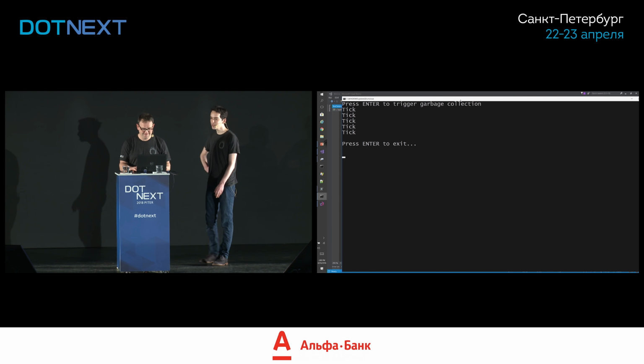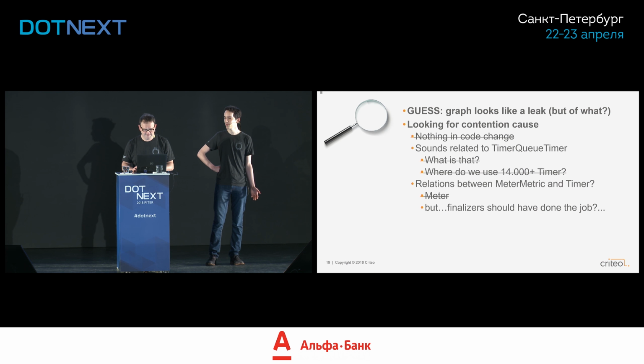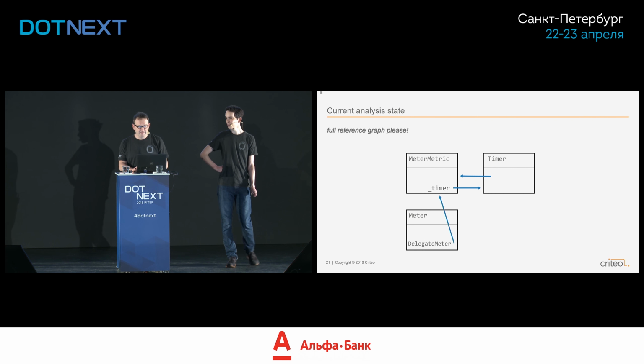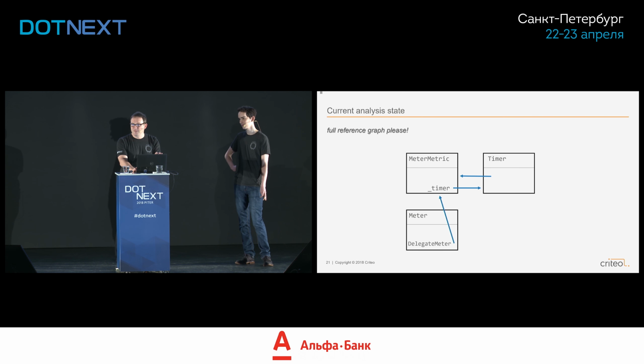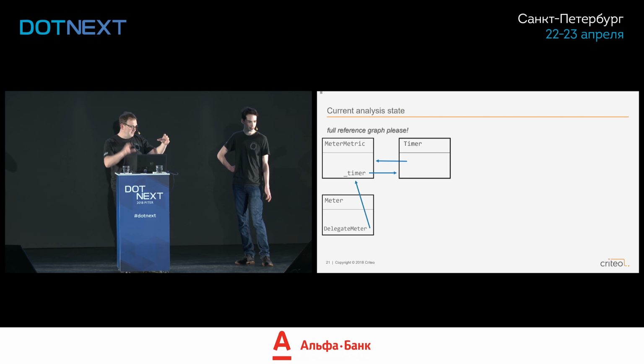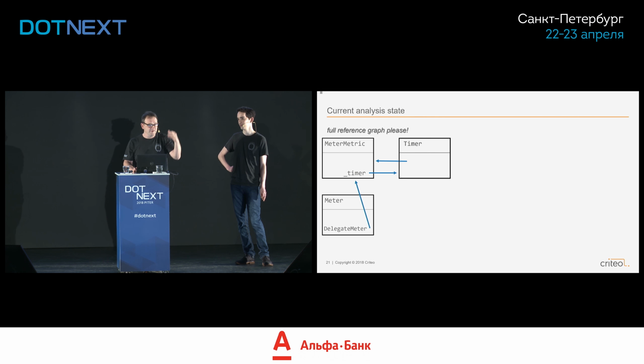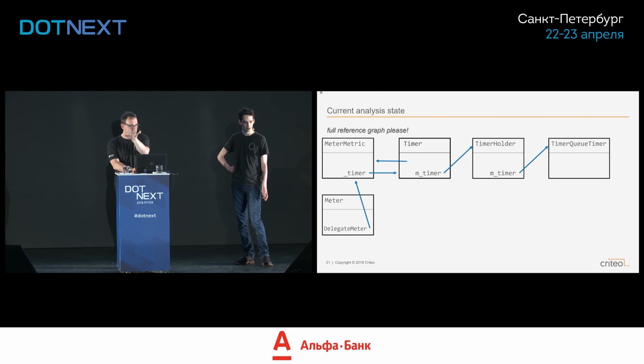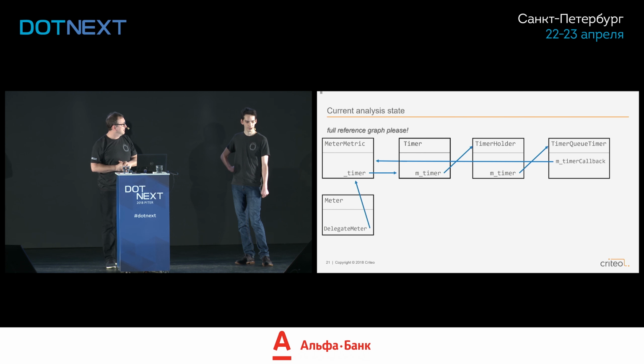Okay, so clearly we're missing something here. So let's get back to the big picture, please. This is the Criteo view, so let's put the Criteo view with the base class library view. We have the meter that references the meteor matrix. We know that the meteor matrix references the timer, which references back the meteor matrix, but in the chain of the timer, we also have the timer holder that references the timer Q timer, with all the m_timer, m_timer, n_timer, and forever. This is what we have, and we know that the timer callback came from the timer Q timer back to the meteor matrix.